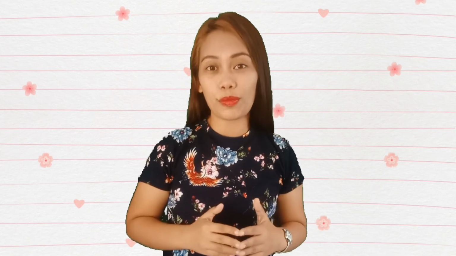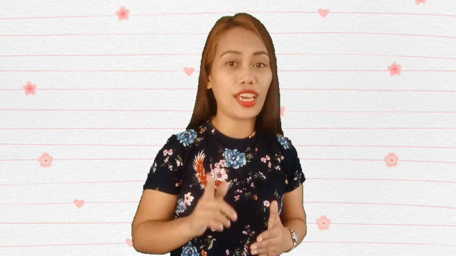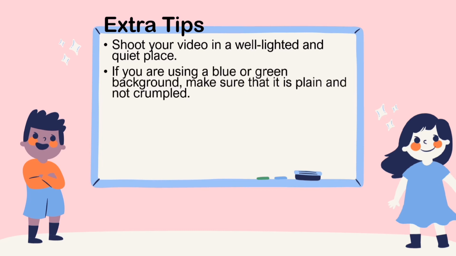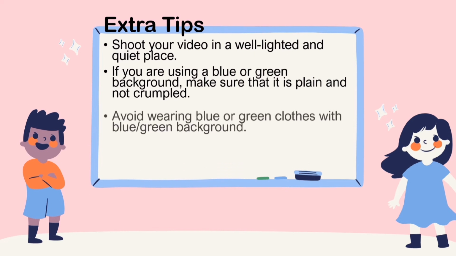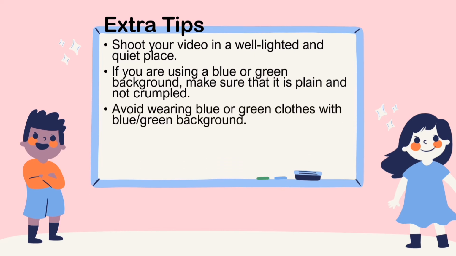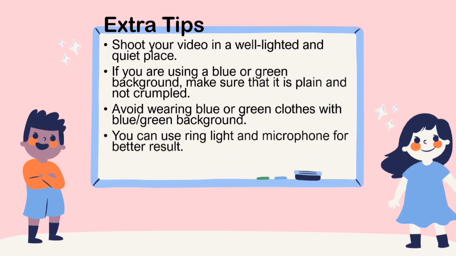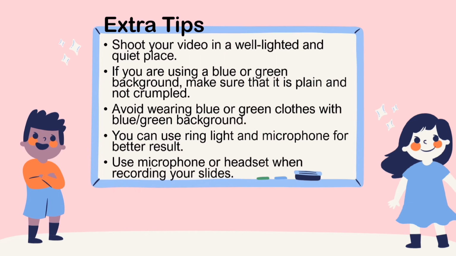Although I do not consider myself an expert in this field, what I am sharing with you today are those things that I learned based on my experience. So I have some extra tips for you guys. Shoot your video in a well-lighted and quiet place. If you are using a blue or green background, make sure that it is plain and not crumpled. And of course, avoid wearing blue or green clothes with a blue-green background. You can use a ring light and microphone for better results. And use a microphone or headset when recording your slides.